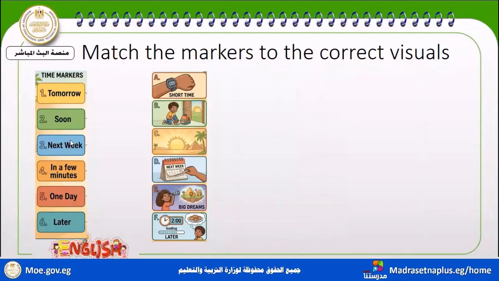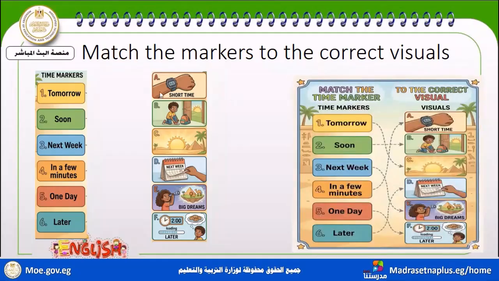Yes. For number one, tomorrow, it's C. Soon, yes. In this one, there is a very small space left. For next week, there is still some time. In a few minutes, here, it's a short time. And one day, maybe later, and also later is very far from next week. These are the time markers for today.